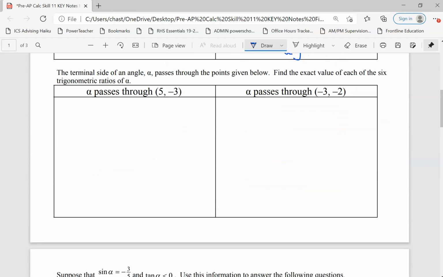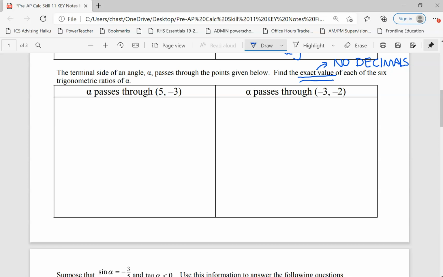Now how do I find the exact value of the 6 trig ratios for some angle alpha if we know what ordered pair it goes through? First of all, exact values means no decimals. Okay, so let's go ahead and do this.